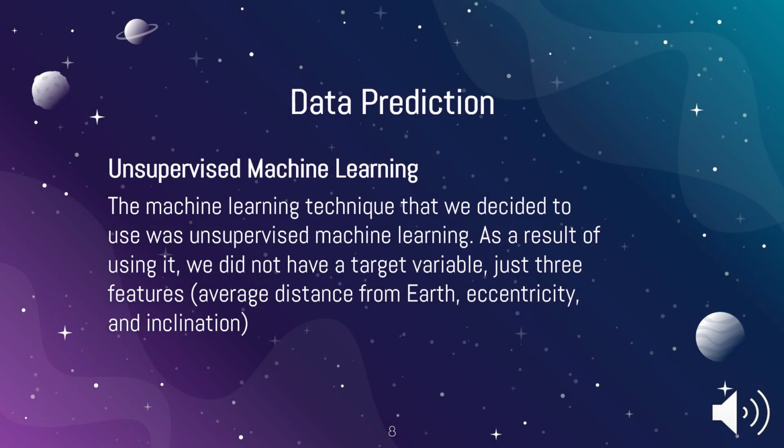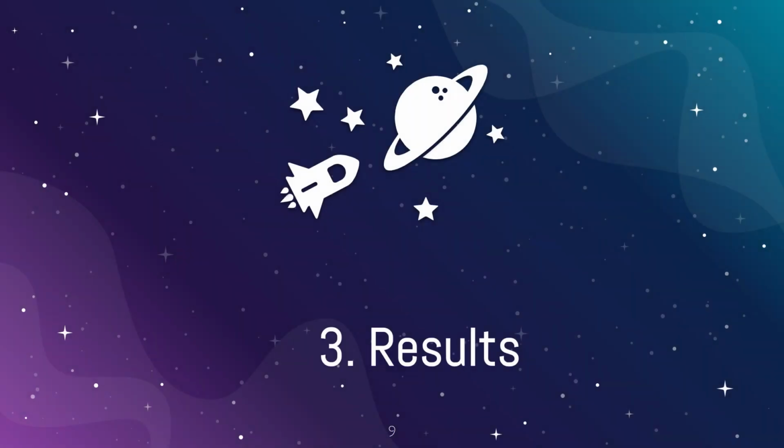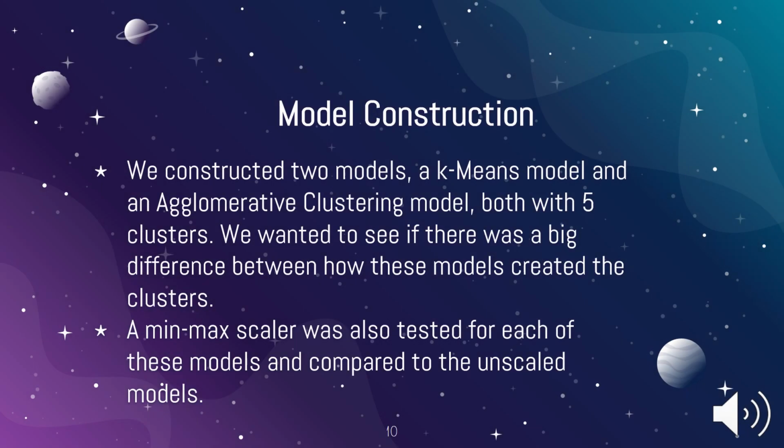And our project was unsupervised machine learning, and the algorithm that we used was clustering because we didn't know the target variable ahead of time. Rather, the only thing we did know was the three features that we had, which was average distance from Earth, eccentricity, and inclination. The models that we decided to construct for our project included the k-means clustering model and the agglomerative clustering model, which both produced 5 clusters. We also used the min-max scaler to test the scaled models versus the unscaled models.